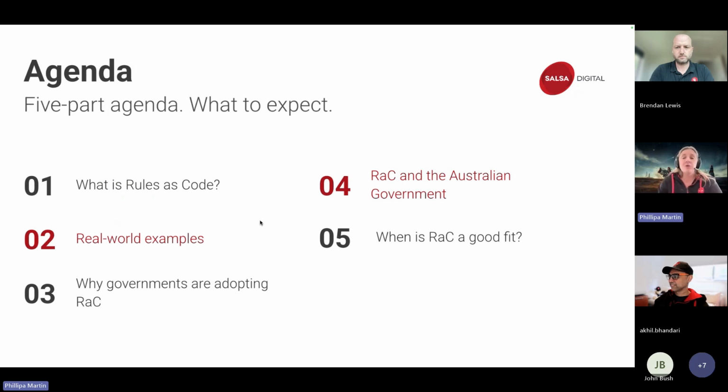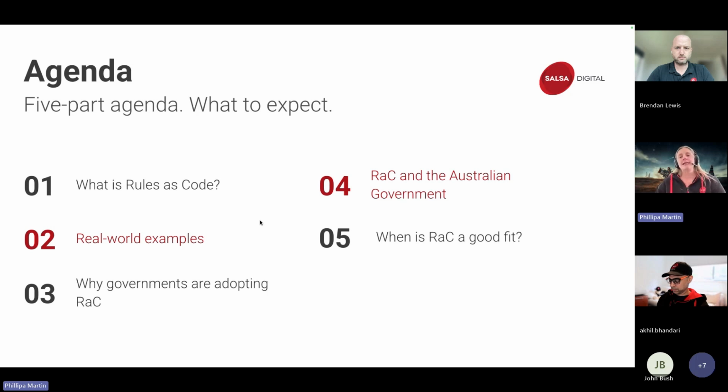So in terms of the agenda, we've got a 5-part agenda. I want to start off by looking at what is Rules as Code. I've got a really quick definition, but then also I'm going to show you 2 real-world examples because I think with Rules as Code, it's often easier to explain what it is by showing you some examples. Then I'm going to look at why governments are adopting Rules as Code, so some of the benefits, and then moving on to what the Australian government is currently doing in the Rules as Code space, specifically through the GovCMS program. And finally, I'm going to look at when is Rules as Code a good fit.